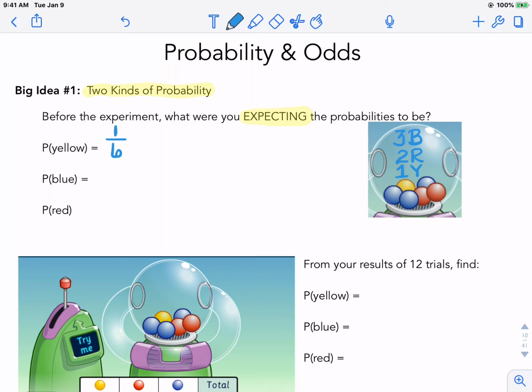And if you take 1/6 and you turn it into a percentage, it's only about 16 or 17% of the time we'd expect to get that yellow to come out. The probability that we'd expect for blue is that there are 3 blues out of the 6 items. So we would expect that half the time we would get a blue. And red, there's 2 out of 6, so we would expect 1/3 of the time, or about 33% of the time, we would get a red if one were randomly selected for us.